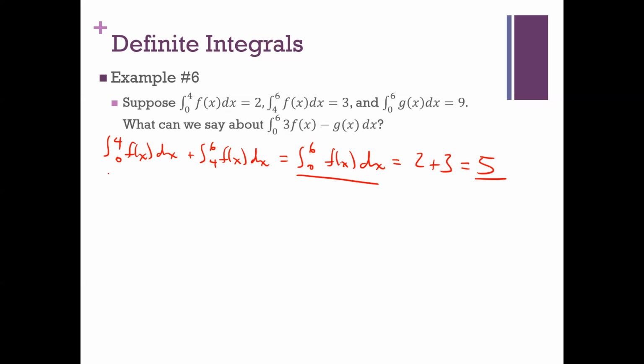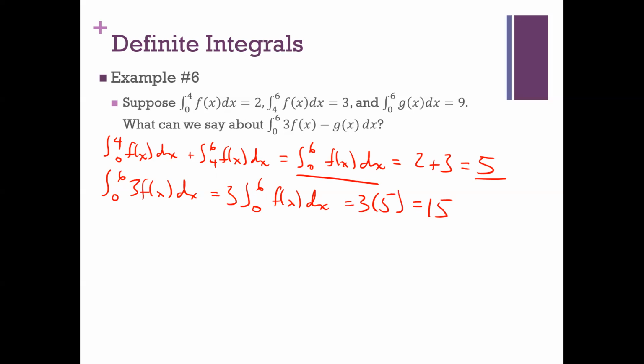So that fits. So if I want to find the integral from 0 to 6 of 3 f of x dx, that's equal to 3 times the integral from 0 to 6 of f of x dx, which is equal to 3 times 5, which is 15. So now what? Just minus 5. Minus 9. Why 9? Because that's the entire interval of g of x dx.